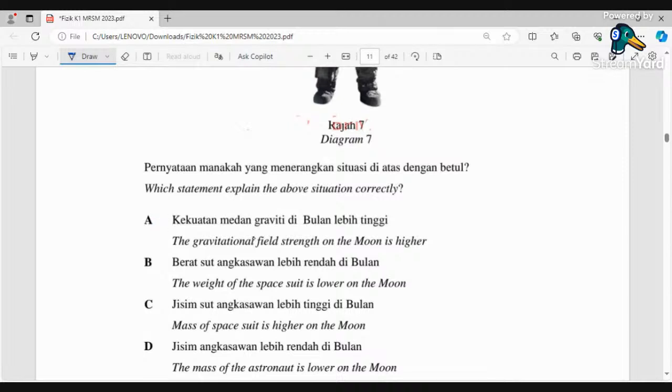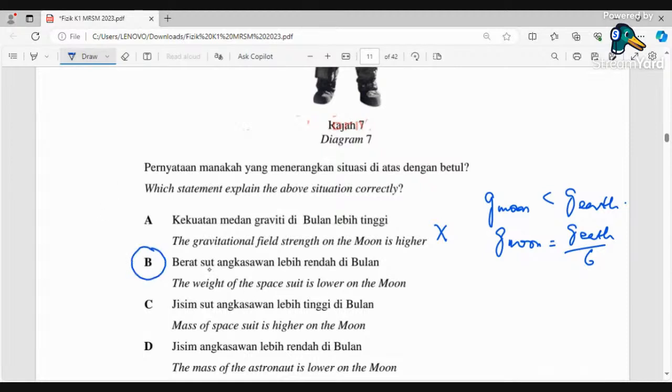Okay, we look at the first one. A. Gravitational field strength on the moon is higher. It's wrong. So actually the moon is lower. Okay. Weight of spacesuit is lower, correct? Because g of the moon is g of Earth divided by 6. So means the weight on the moon will be divided by 6. Let's say on Earth is 600, on the moon is only 100. So that's why it's very easy to walk. Not seem heavy lah, the suit on the moon compared to on Earth.